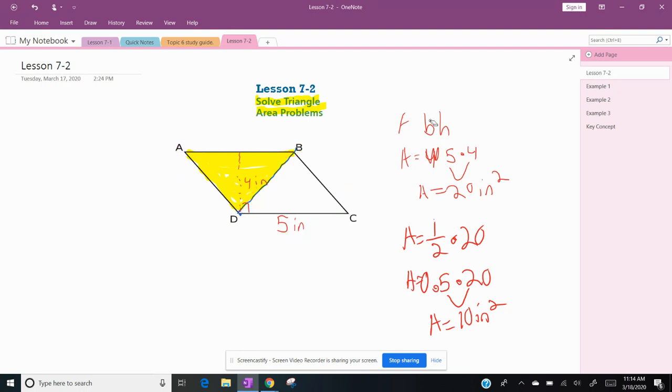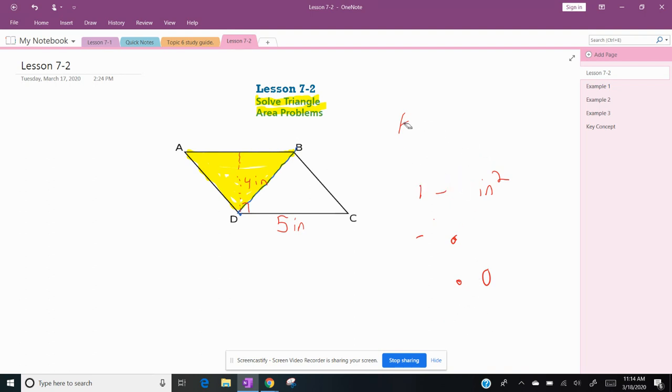Let me just clean up a little bit. To find the area of a triangle, we're going to say that our new formula is area equals 1/2 times the base times the height. Because the parallelogram is the base times the height, and a triangle is just half of that. Also, another way you could find it, very similar formula, but to find half of it, you could do the base times the height, and then divide that by 2 to get half of it. Either of those will work.